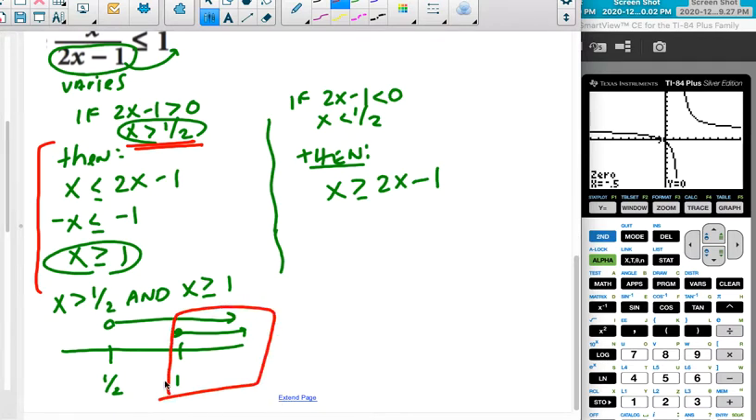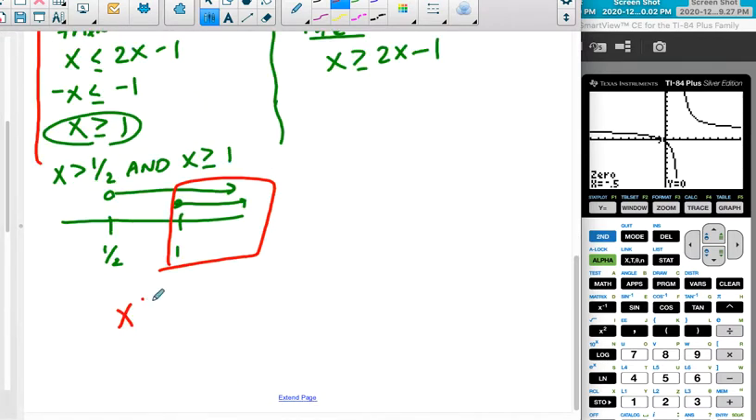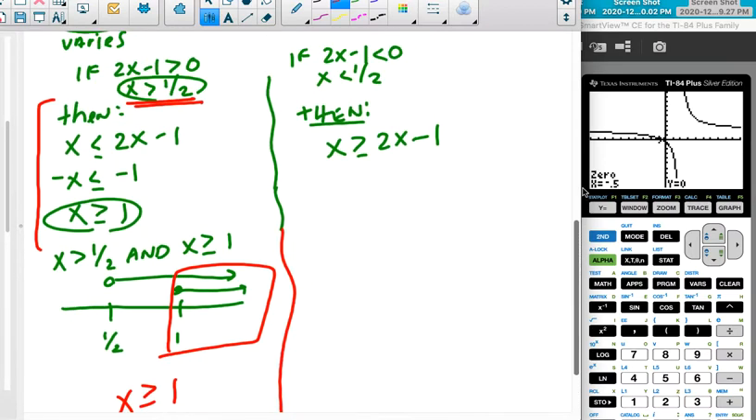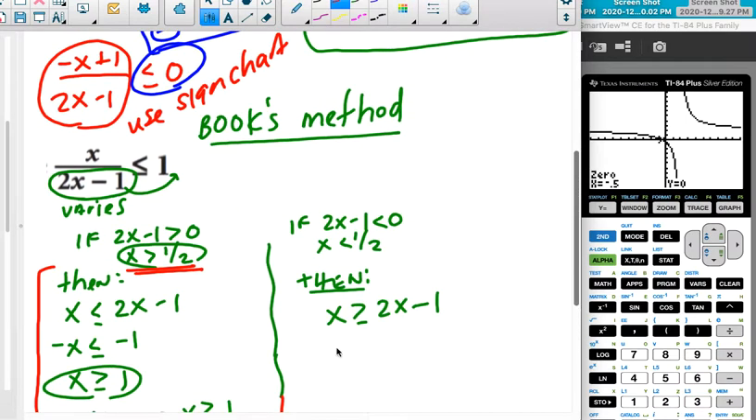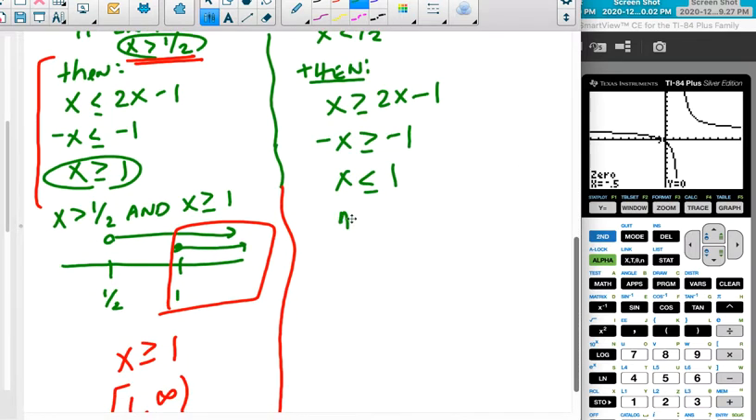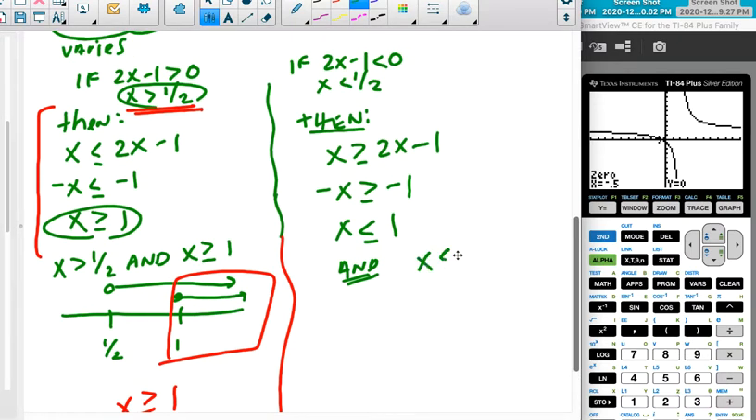So I end up getting that on this half, x is greater than or equal to 1, or the other way to write it is 1 to infinity, right? On the other side, if I'd gone the other direction, if I solve, I get negative x is greater than or equal to -1, x is less than or equal to 1. Well, again, both of those things have to be true, right? Because I was only allowed to solve this way if x was less than 1/2.